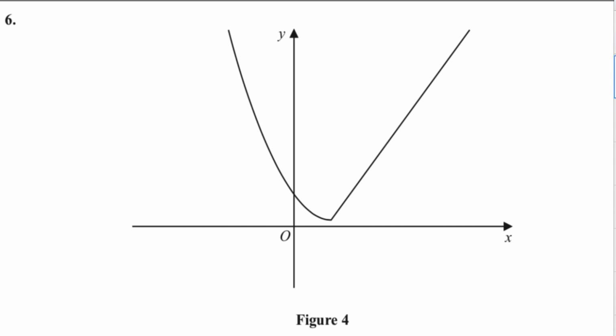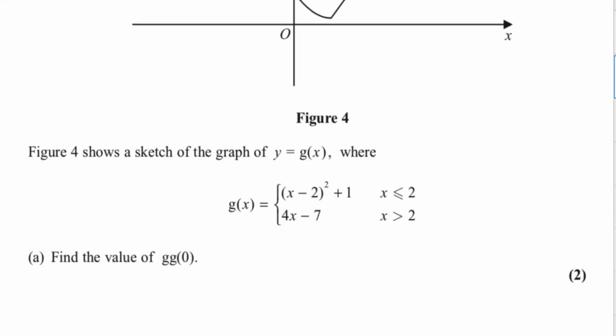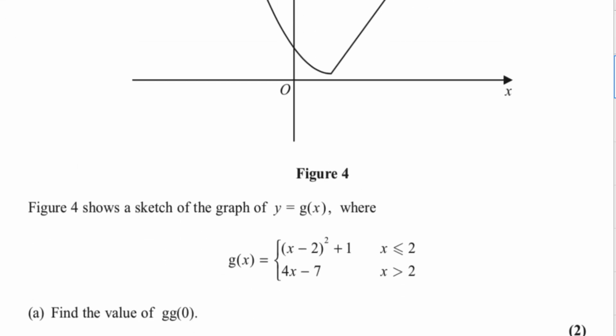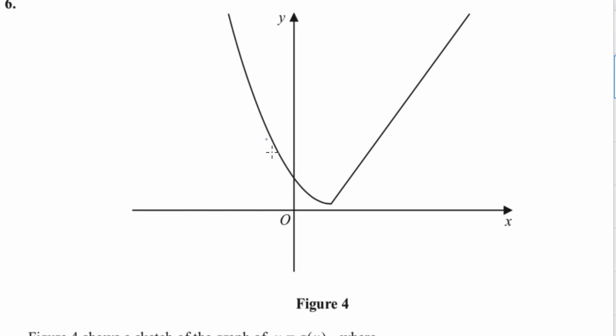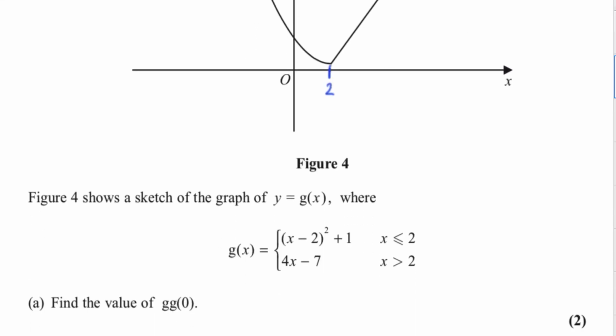Okay, question 6 has given us two functions. g of x is made up of two mini functions: x minus 2 all squared plus 1, that's the first part here, up to 2. So we've got a marker of 2 here. And then for x greater than 2, it turns into the straight line graph 4x minus 7.